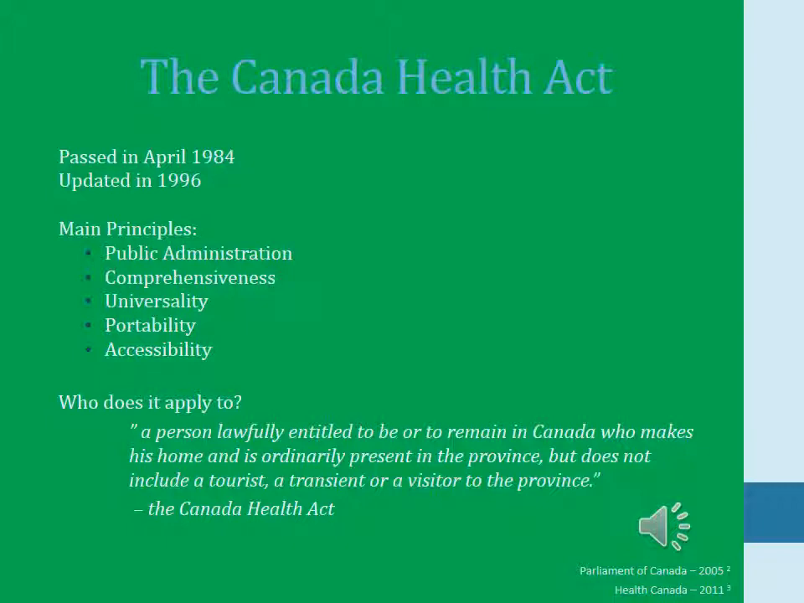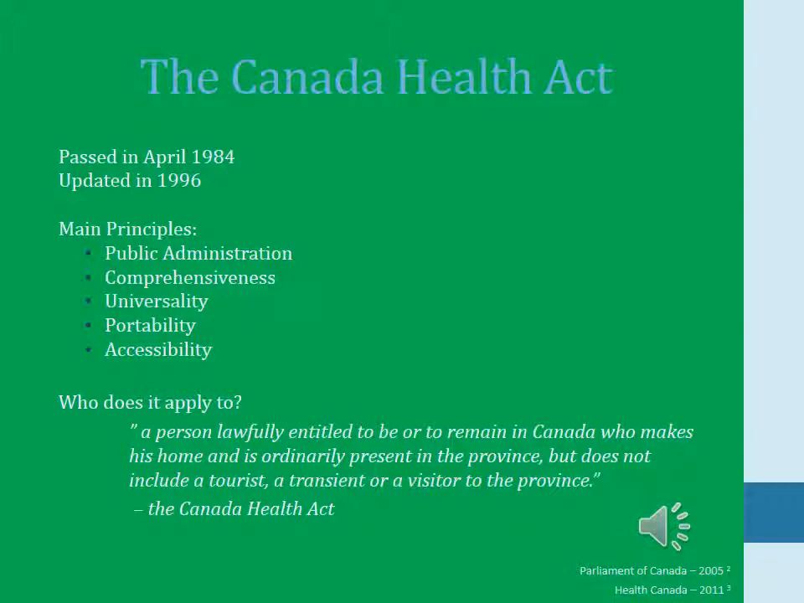The Canada Health Act was passed in April 1984 and later updated in 1996. The main principles of the Canada Health Act include public administration, which means that provincial healthcare insurance plans must be not-for-profit and administered by a public authority that is accountable to the provincial or territorial government. Secondly, it must be comprehensive, meaning that plans must ensure all services deemed medically necessary, which is determined by that province or territory. Third, it must be universal, meaning that they must provide insured services to everyone, everywhere.